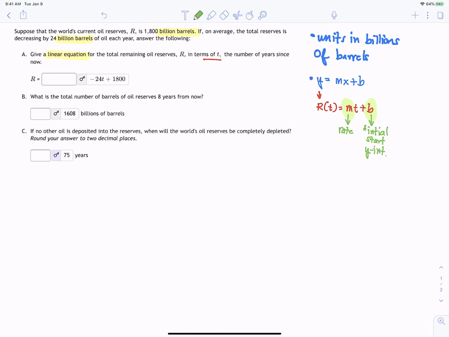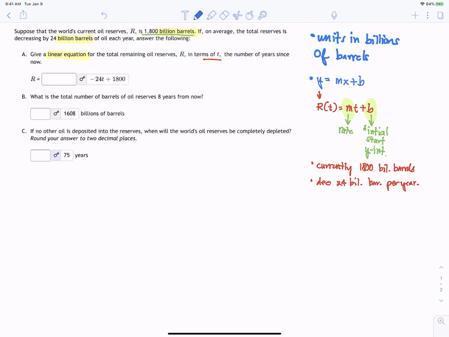So it looks like we knew that right now the oil reserves is 1,800 billion barrels. So in this case, currently, we have 1,800 billion barrels. And then the other part is it's decreasing by 24 billion barrels per year. And we wanted per year anyways because T is in years. Okay, so let's go ahead and set this up.